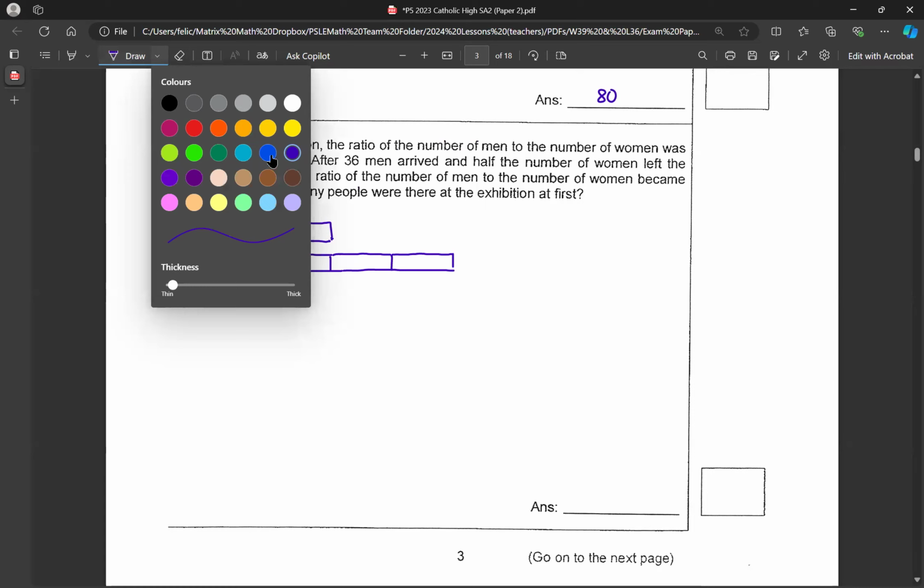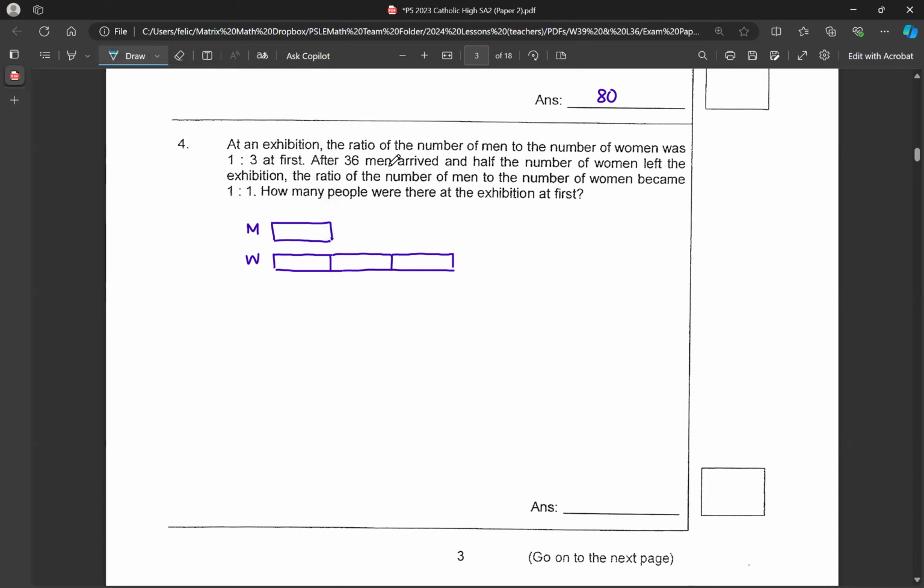Now I'm just going to use another color to show the changes. So 36 men arrived and half the women left. Let's do the 36 men who arrived first. So 36 men means we are going to add on. Now, the thing is, I do not know how far to add on 36. So maybe what I'll do is I'll pause the men first. I will go on to shade the women away first because of this sentence.